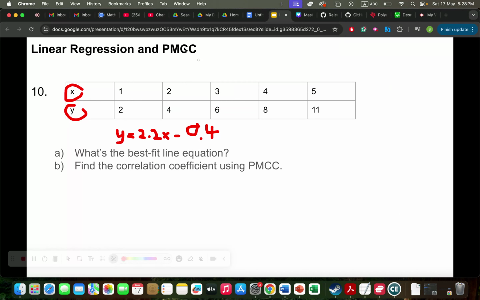Okay, so that's really it for linear regression. Super easy. Okay, so let's clear all. Let's move on to the next bit.